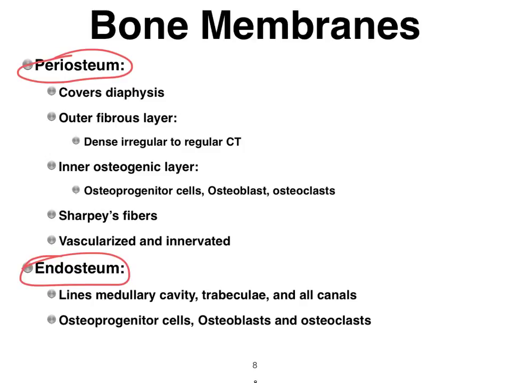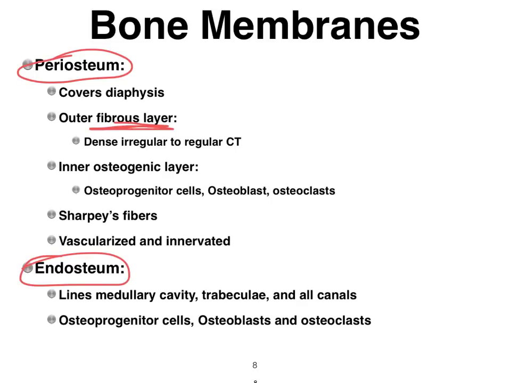Just to give you a little bit of a preview, your periosteum is going to cover most of the diaphysis, and it consists of two sublayers. The periosteum is pretty thick, and the outer layer has a bunch of fibers in it. As a matter of fact, it's kind of a dense regular to dense irregular connective tissue.